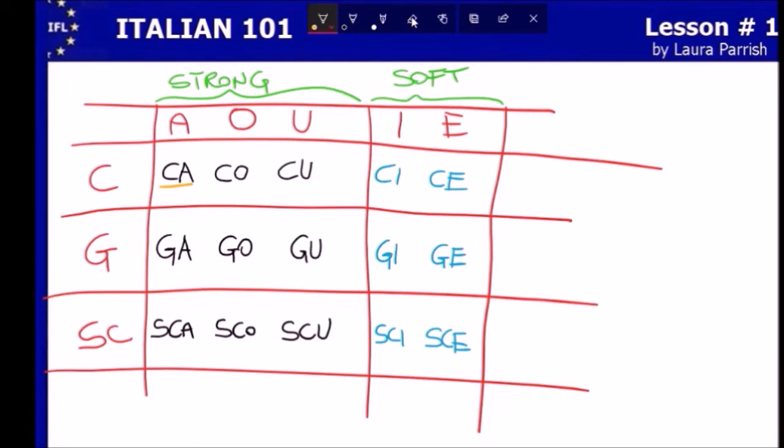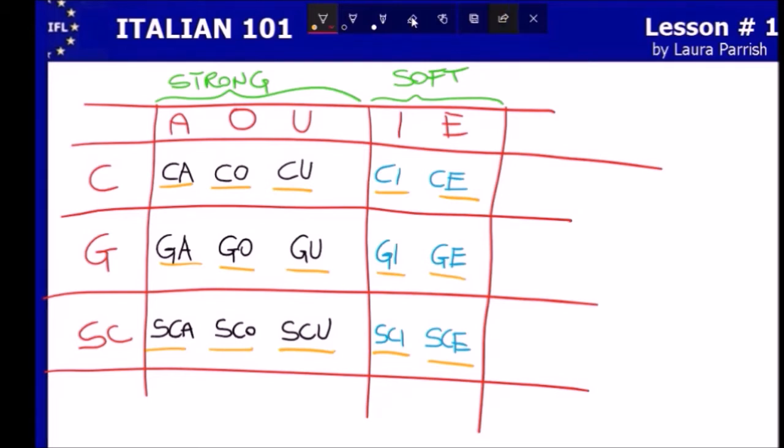Ca, co, cu, ci, ce. Ga, go, gu, gi, ge. Ska, sco, scu, she, she.